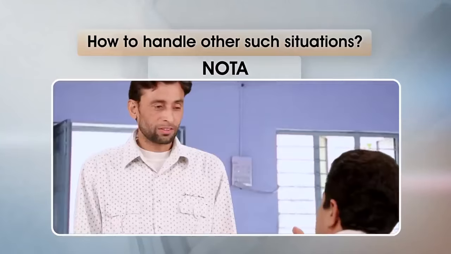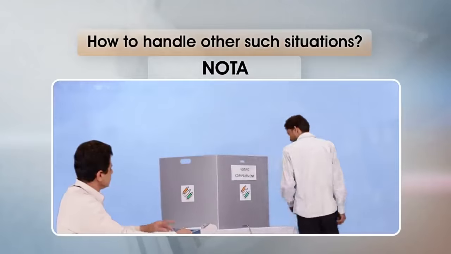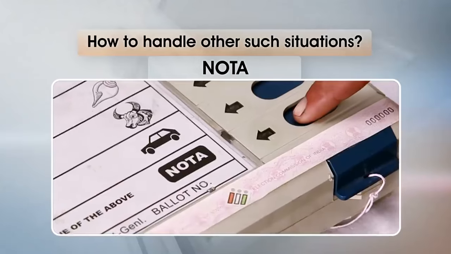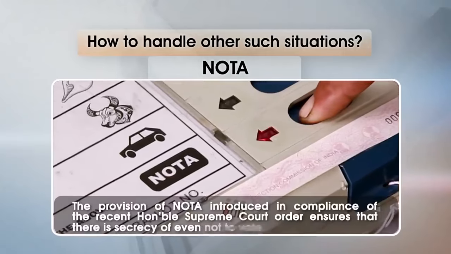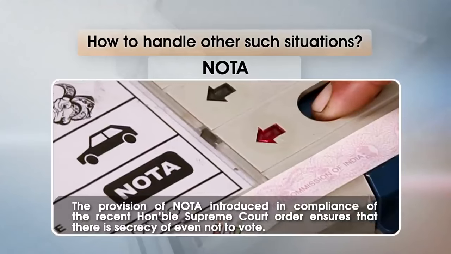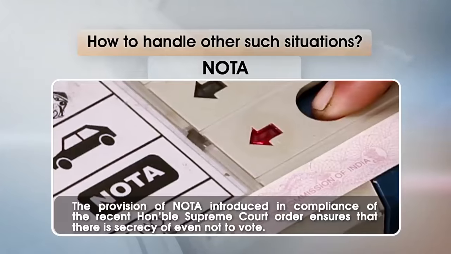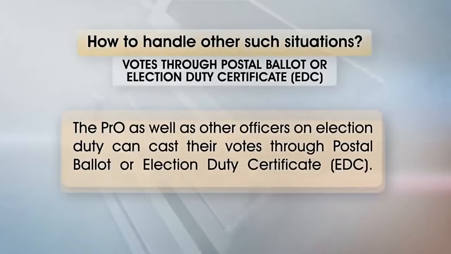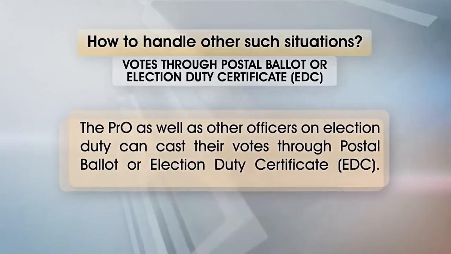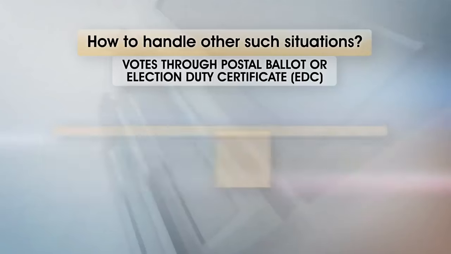Vote in favor of any candidate. The provision of NOTA, introduced in compliance with the recent Honorable Supreme Court order, ensures that there is secrecy even for choosing not to vote. The PRO as well as other officers on election duty can cast their votes through postal ballot or election duty certificate (EDC).